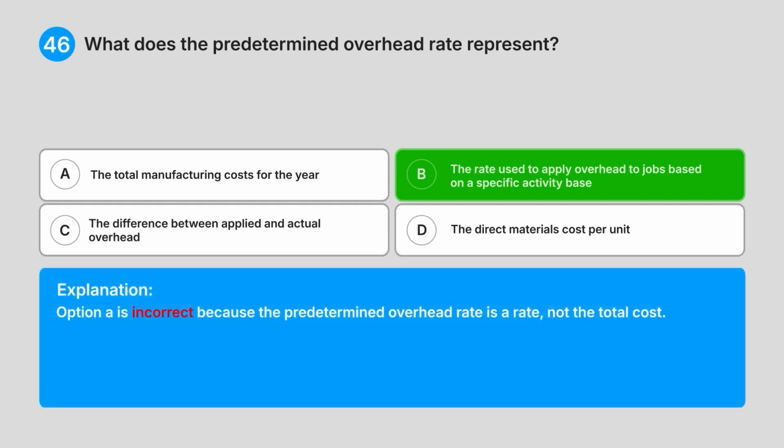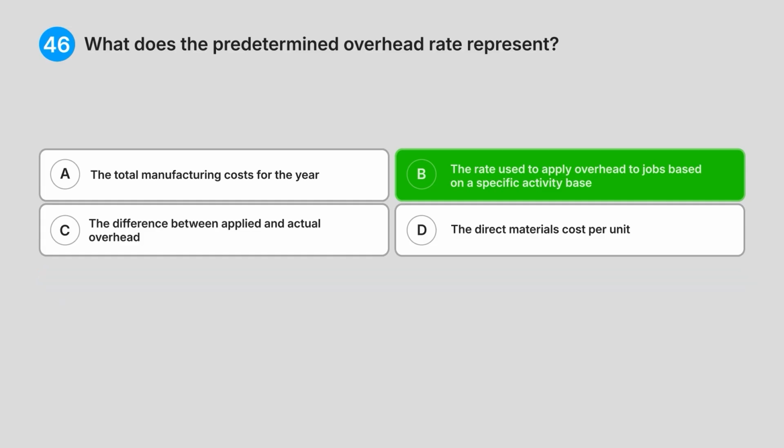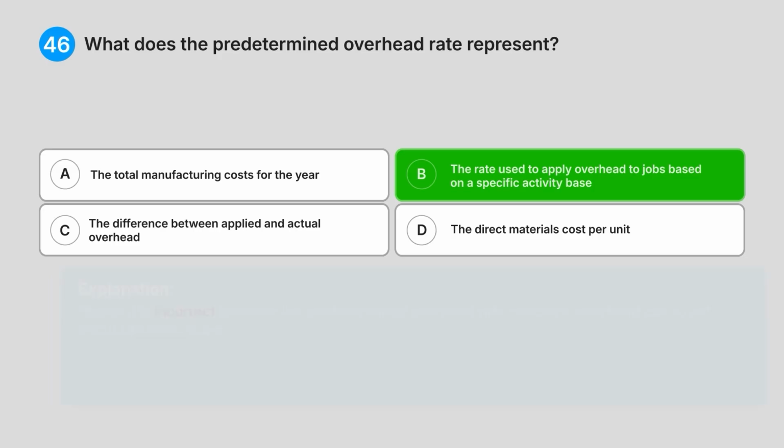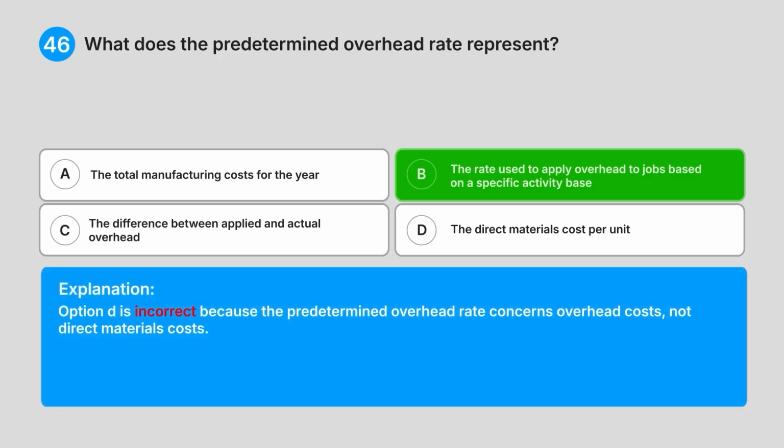Option A is incorrect because the predetermined overhead rate is a rate, not the total cost. Option C is incorrect because the predetermined overhead rate is used to apply overhead, and the difference between applied and actual overhead is over or under applied overhead. Option D is incorrect because the predetermined overhead rate concerns overhead costs, not direct materials costs.